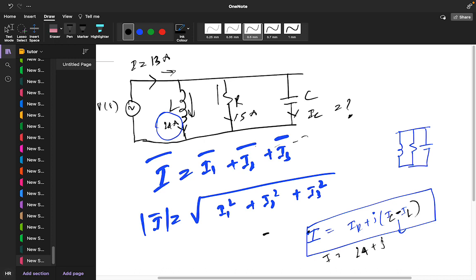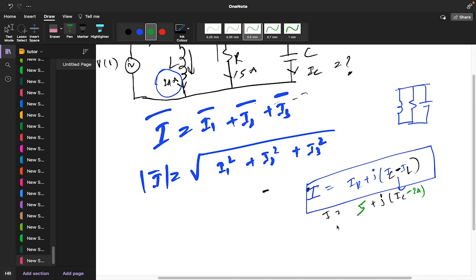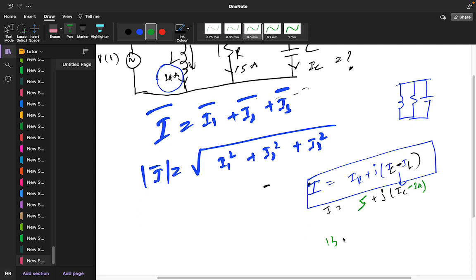And you know the value of IC. IC value you don't know. You know the value of IR, IR is 5. Okay, correct. IC value you don't know, you have to calculate the IC value, and the IL value you know, 24. And the I value you know, 13. So 13 is equal to 5 plus j(IC minus 24).